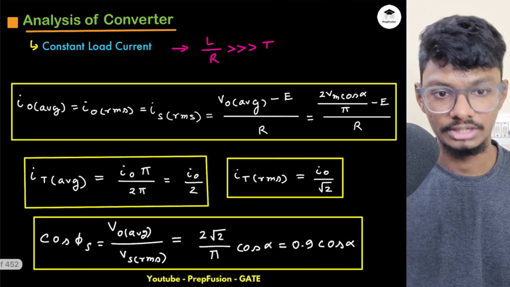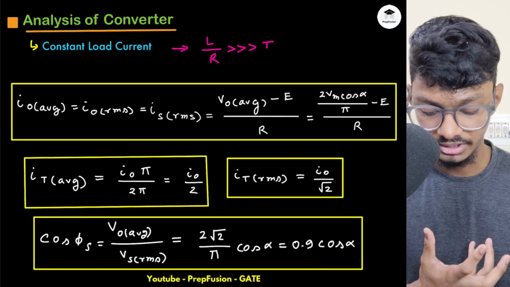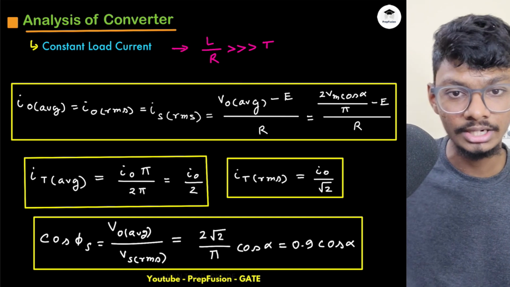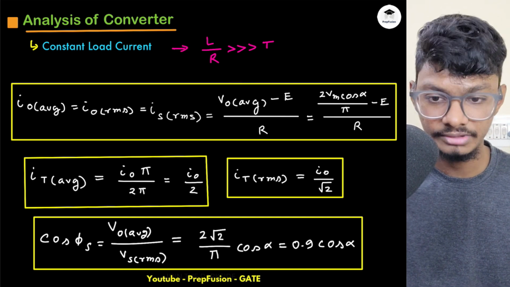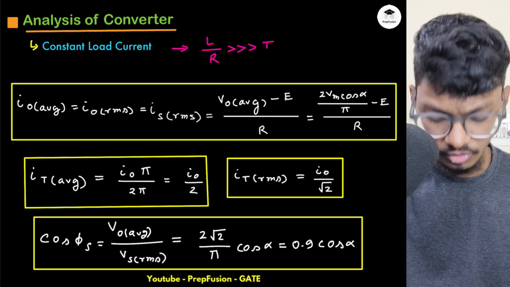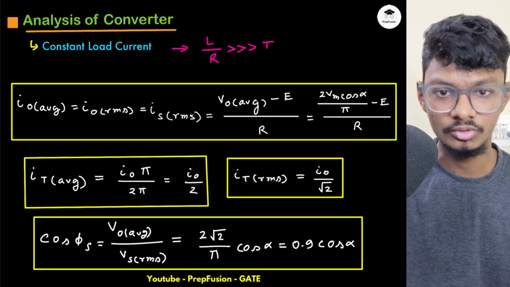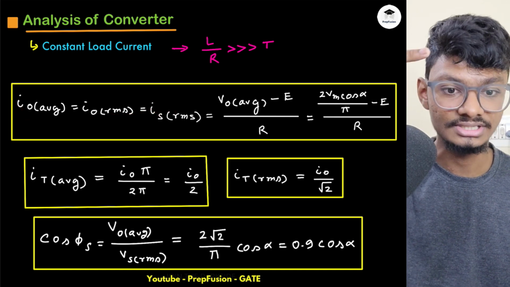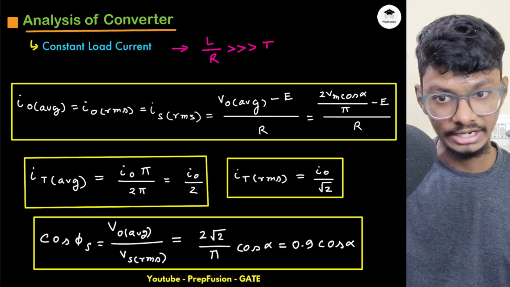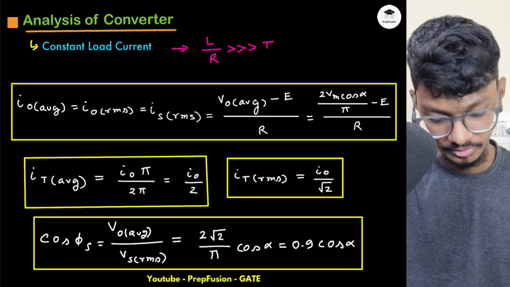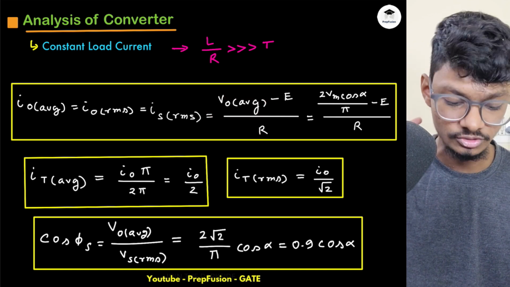Now constant load current. What is the condition for constant load current? If my L by R is very large compared to the time period, then it will discharge very slowly, then everything will be equal. My IO average will be equal to IO RMS, will be equal to IS RMS, will be equal to my IO maximum, will be equal to my IO minimum, will be equal to VO average minus E by R, will be equal to, what is VO average?